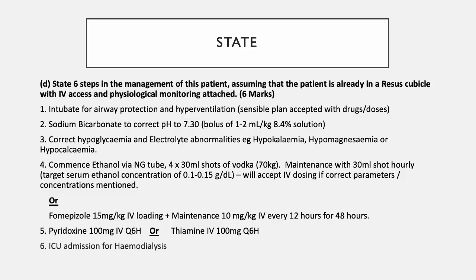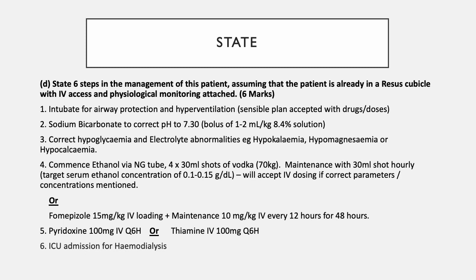The final question was to state 6 steps in the management of this patient, assuming the patient is already in a resus cubicle with IV access and physiological monitoring attached. We were really looking for a stepwise management of a gradual escalation of care, which would be intubation for airway protection and hyperventilation. I accepted any sensible plan with drugs and doses here, and that was, I think, a very common answer for a lot of people, which is fine. Then sodium bicarb to correct pH to 7.3 with dose, as well as correcting any electrolyte abnormalities and hypoglycemia.